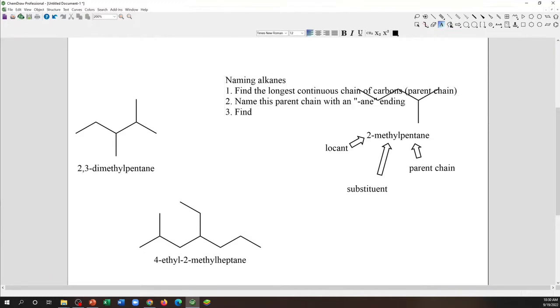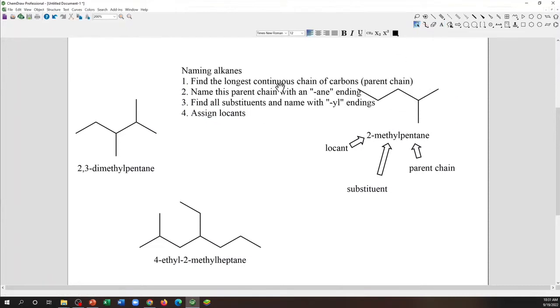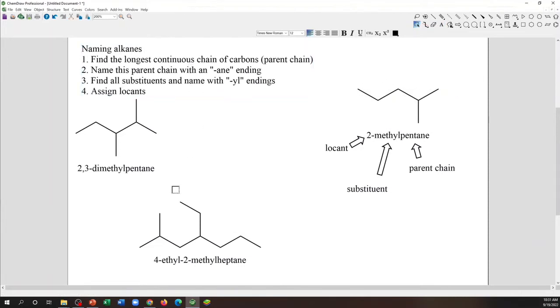And then find all substituents, and name with yl endings. And then you number. We're going to use the technically correct term here: we're going to assign locants. Okay, so those are the 4 rules that you want to use for naming these different compounds, and that's what we've done here on these various compounds.